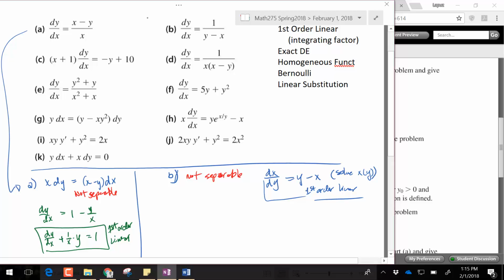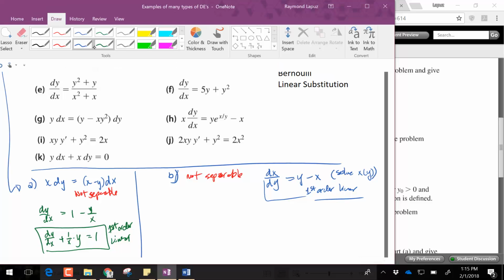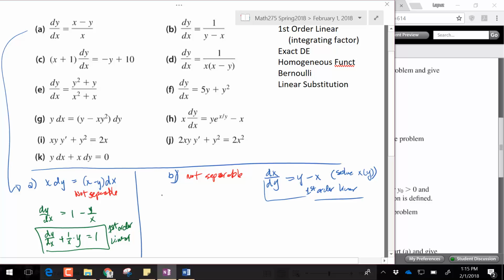Let's see. If we let u equal y minus x plus 0, then du/dx is going to be dy/dx minus 1, and then we would have du/dx plus 1 is equal to 1 over u.